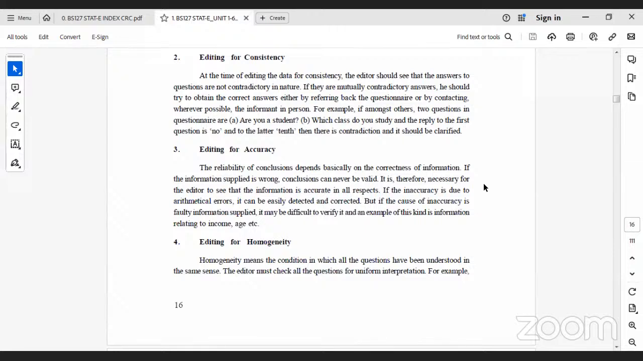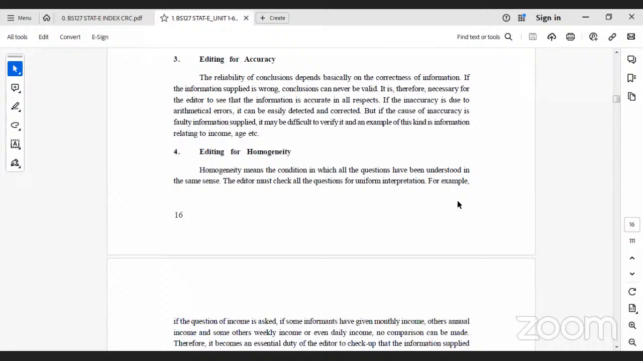Editing for accuracy. The reliability of a questionnaire depends basically on the correctness of the information. If the information supplied is wrong, conclusions can never be reliable. It is therefore necessary for the editor to see that the information is accurate in all aspects. If the inaccuracy is due to arithmetical errors, it can easily be detected and corrected. But if the cause of inaccuracy is faulty information supplied, it may be difficult to verify. An example of this kind is information relating to income and age, etc. Next, editing for homogeneity.